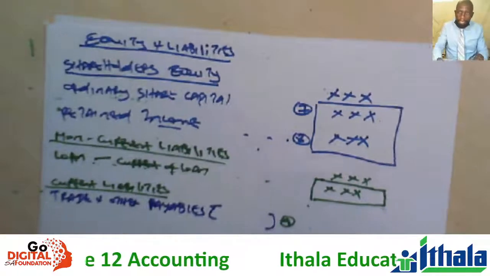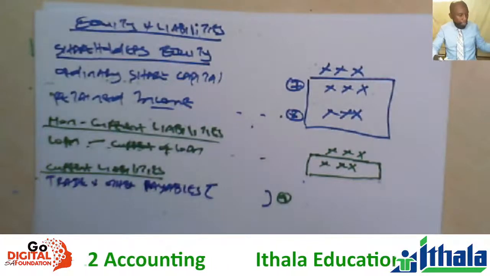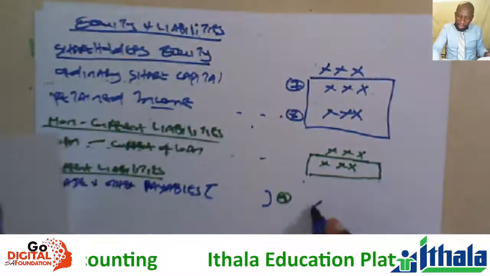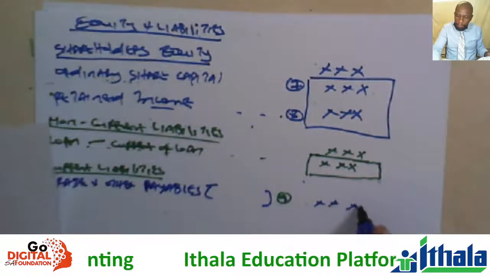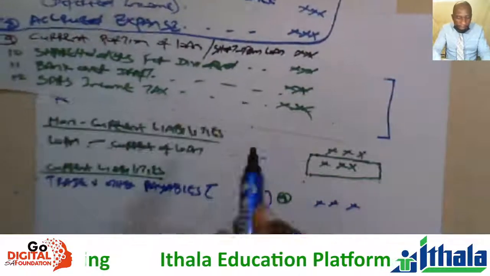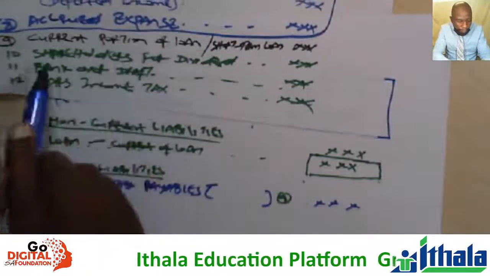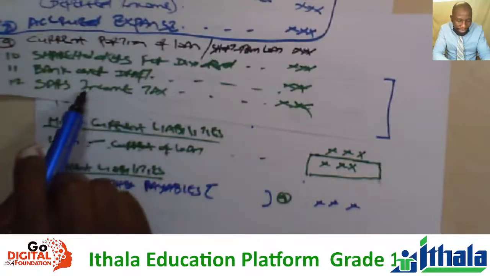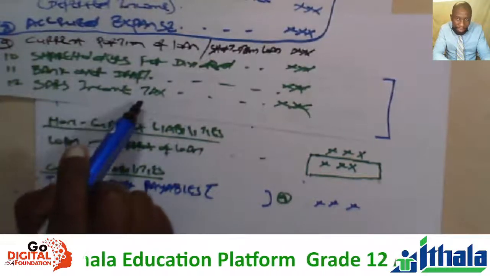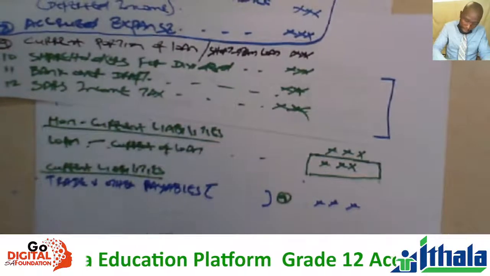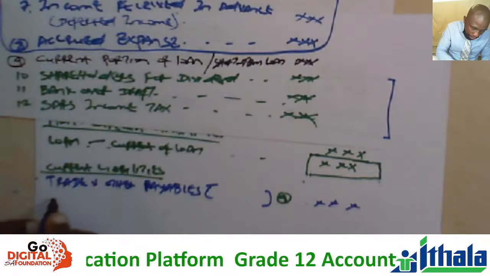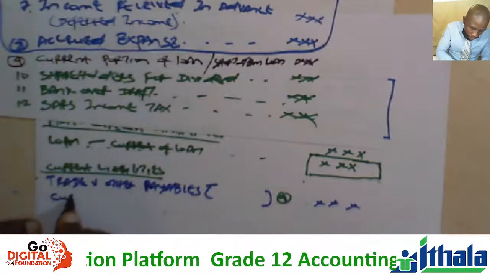You open the brackets, you put everything that you're supposed to add, right? If you note, you go and disclose, you come back with the total. So you record the figure here, right? And then left for the current portion of loan, shares, for dividends, bank overdraft, SARS income tax, if liability, it must appear on the face value. Current portion of loan, current.